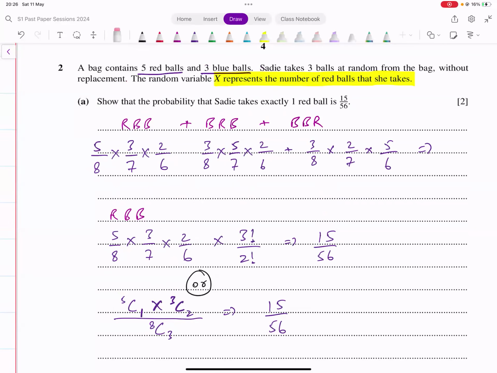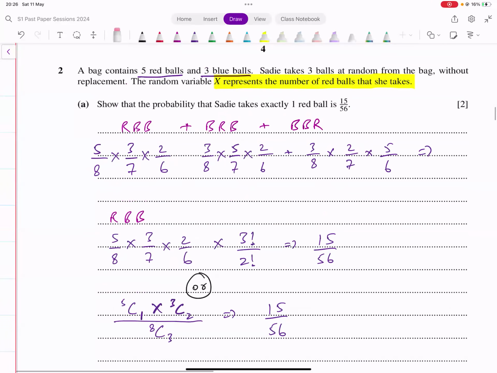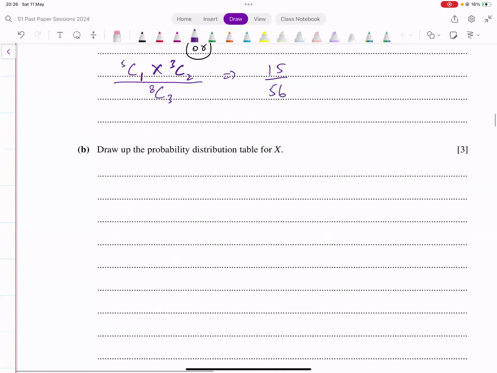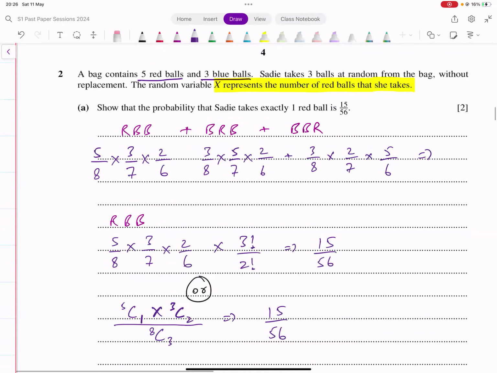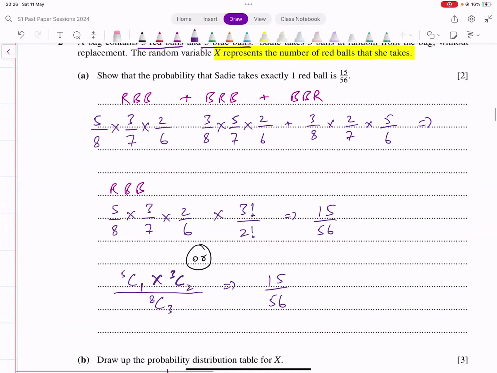Okay. Now, in the second part, it says, draw up the probability distribution table for x. That means you want some values of x and corresponding probabilities of those values of x. Now, what does x represent? X represents the number of red balls taken.